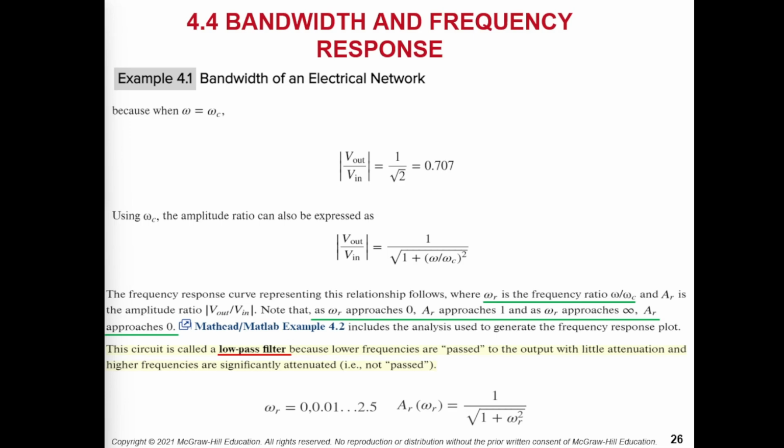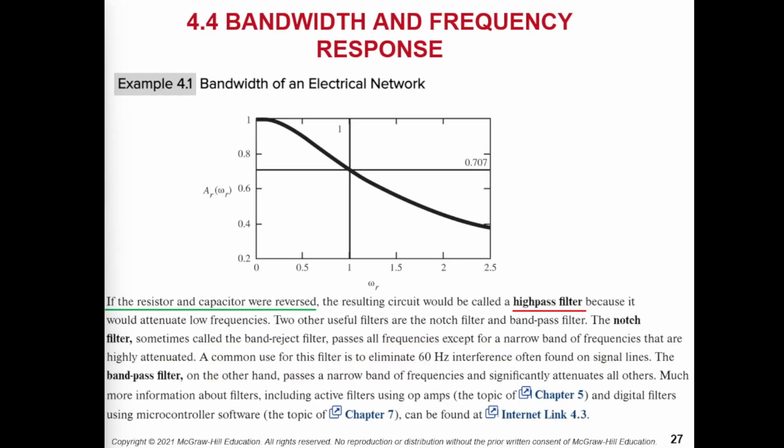On the other hand, when the omega approaches infinity, that means the high frequency. When the omega becomes very high, this term will become infinity, right? Then the whole term will become zero because the denominator will become infinity also. So when omega RC approaches infinity, AR approaches zero. So that means at the low frequency it becomes one, but for the high frequency, it becomes zero.